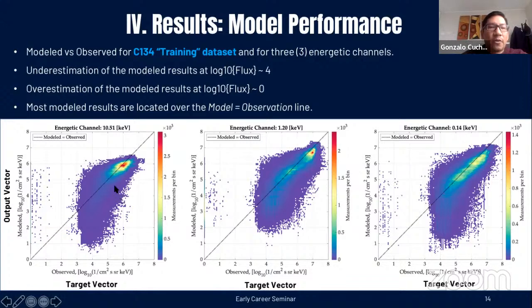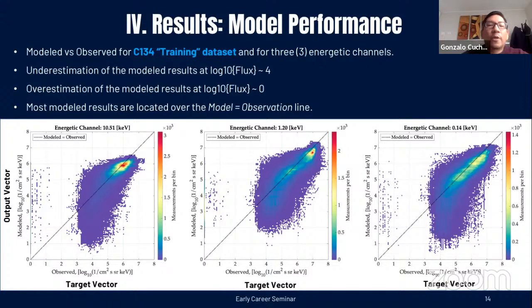However, we have to acknowledge that there is an underestimation around this region, around the flux. Remember, this is the log 10 of the flux. Around 4 to 6, we have underestimation in all the cases. And also we have overestimation of the model when the log 10 flux is equal to 0, which is this section here. The observation says that it's 0 for a given point in space, 0 flux. However, our model presents a higher value. So that is the result of overestimation.